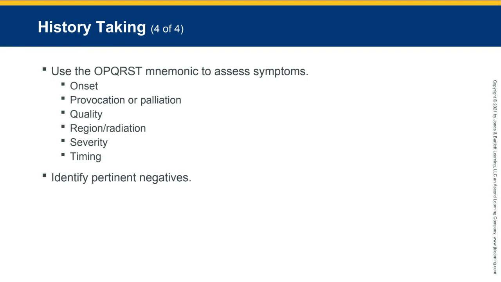Identify your pertinent negatives. These are symptoms that you would expect to be present, but they are absent. So you have a patient who has a cardiac history, complaining of palpitations, shortness of breath, but doesn't have any chest pain. Chest pain being absent would be a pertinent negative.